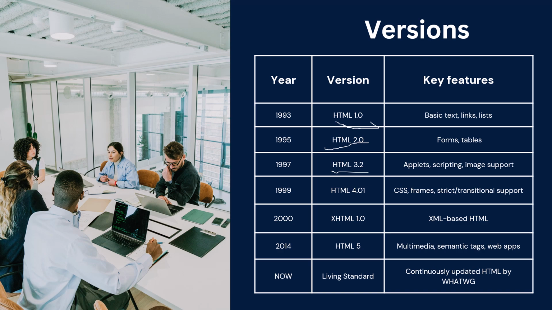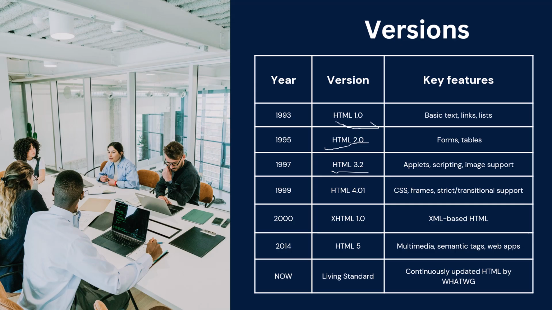The next version is HTML 4.01. It was released in 1999 and became the most widely used version for many years. It introduced support for external CSS, better form elements, scripting with JavaScript, and improved structures for complex web pages.